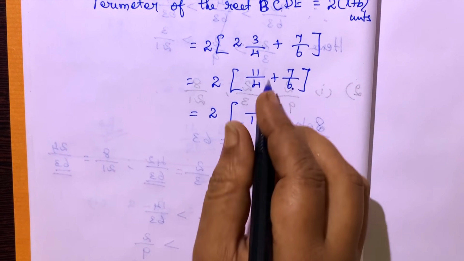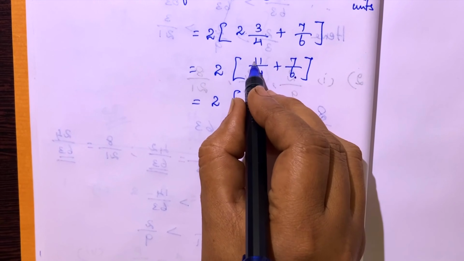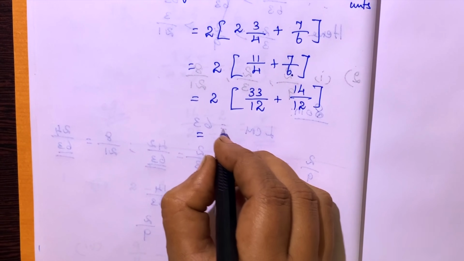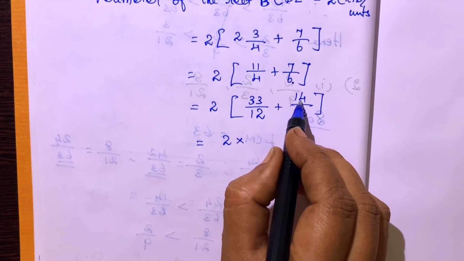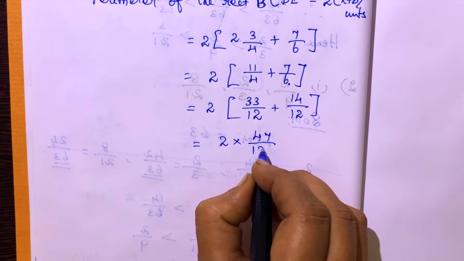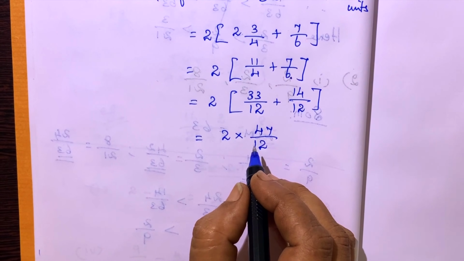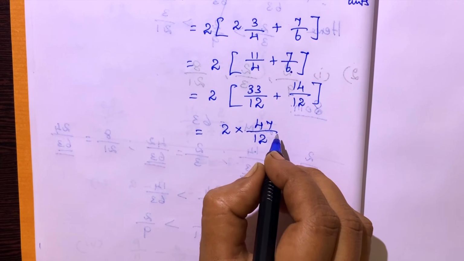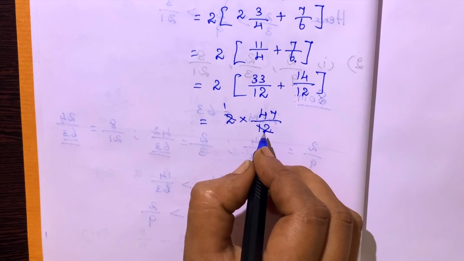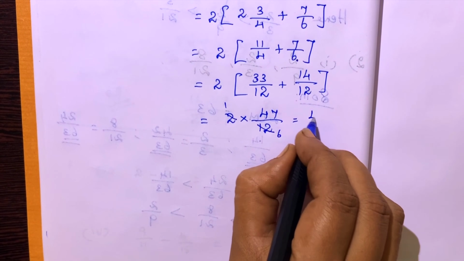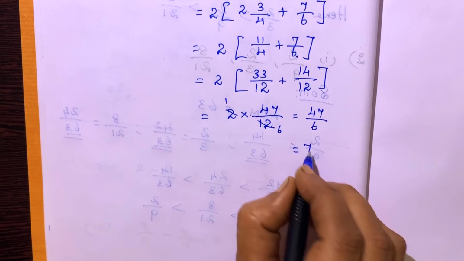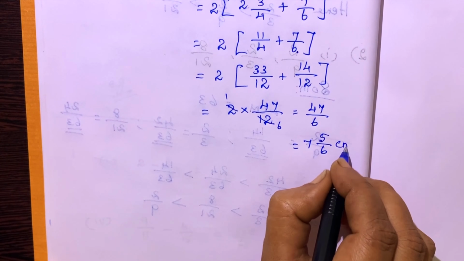4 threes are 12. So here 3 elevens are 33. Plus here 12 means 7 twos are 14. It is equal to 2 into (33 plus 14), 47/12. Here multiplication, you know the cancellation method, right? This all you have learned in the previous classes. So when we cancel this, here 1, here 6, it is equal to 47/6, which is equal to 7 sixes are 42 and 5/6 centimeter.